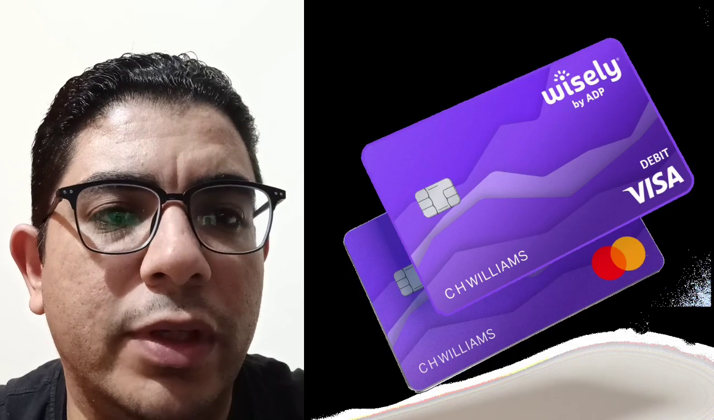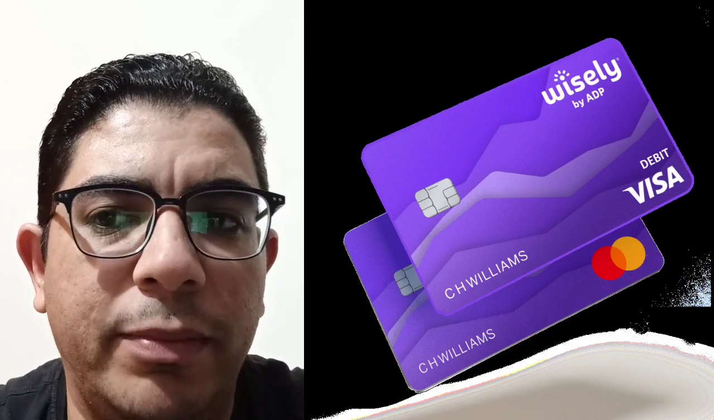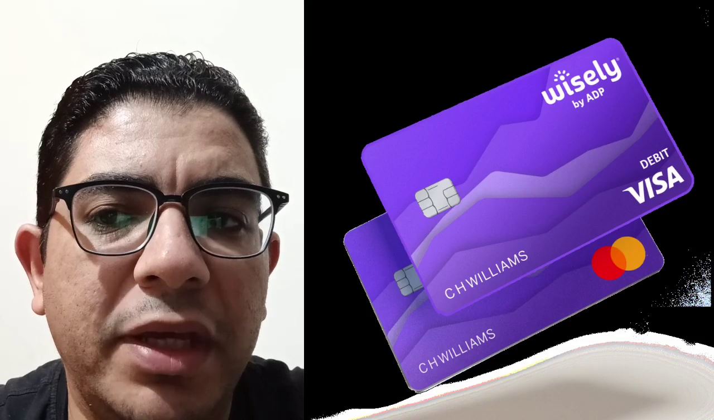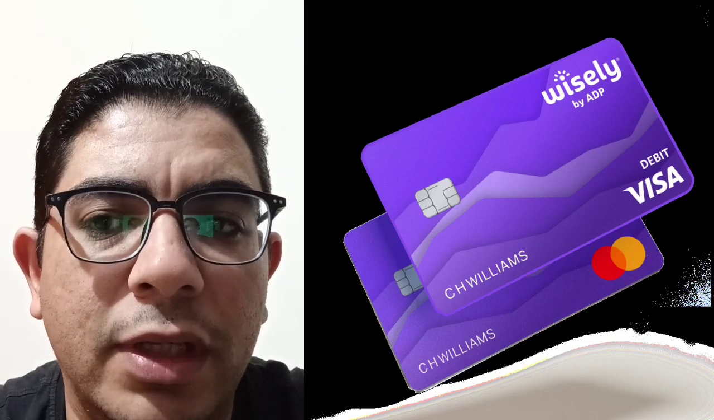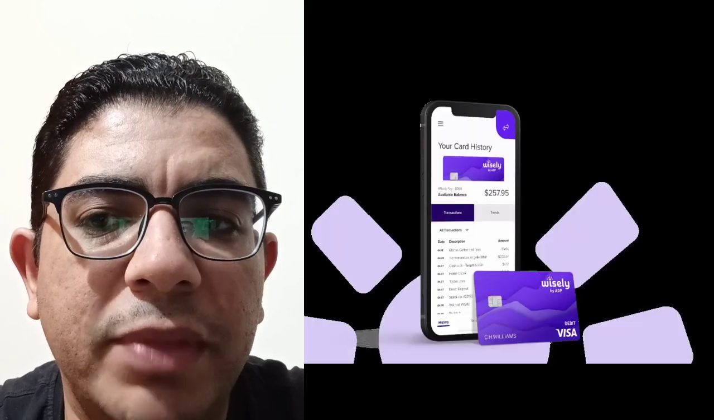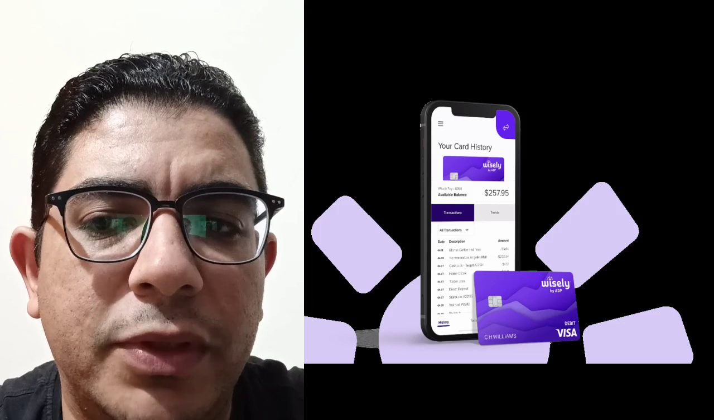Hi, today we talk about how to fix Wesley card cannot link to Cash App. There are common reasons why a user may have trouble linking their Wesley card to their Cash App account. The first reason is that the user may enter incorrect card information, such as the wrong card number and date of birth.